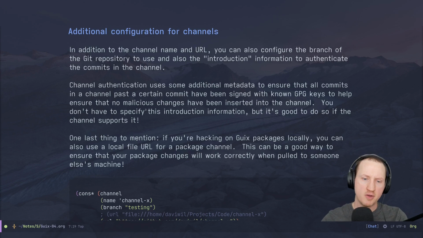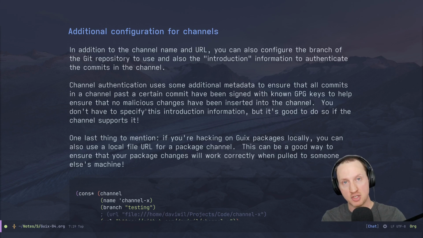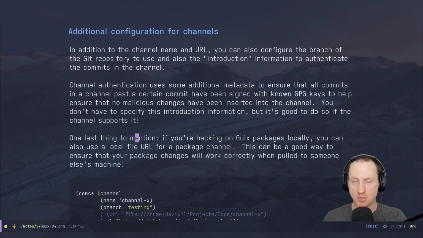One last thing to mention: if you're hacking on Guix packages locally, you can also use a local file URL for a package channel. So instead of using an actual HTTP URL for a Git repository, you can use a local file path URL. You could use this to test package changes you're making to, let's say, the Guix repository, if you're trying to commit a package upstream to Guix. If you set your configuration up this way, you can run guix pull against that local clone of the repository, but it will build everything as if it did come from the remote. That way you can verify that anyone else who pulls your commit and the new package definition or update will be able to build it successfully.